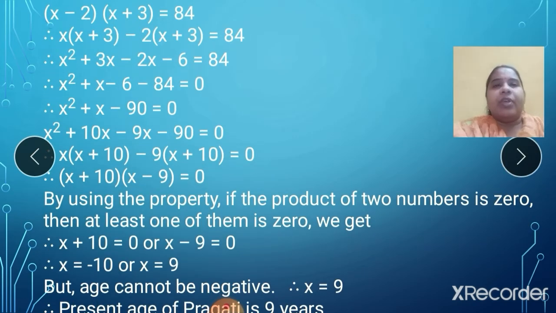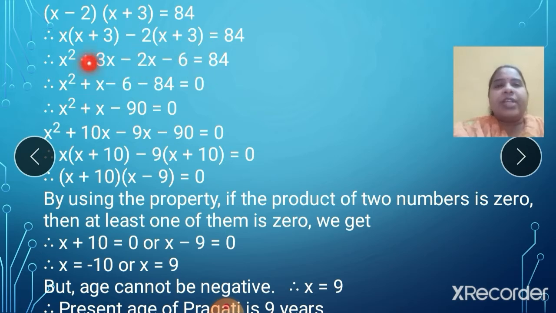Look at it. I hope you know how to open the bracket. Take x and the second bracket x plus 3, then minus 2 and the second bracket x plus 3 is equal to 84. Open the bracket here. x into x is x square, 3 into x is 3x, minus 2 into x is minus 2x, plus into minus is minus, so minus 6 is equal to 84. This step we have just opened the bracket, correct?